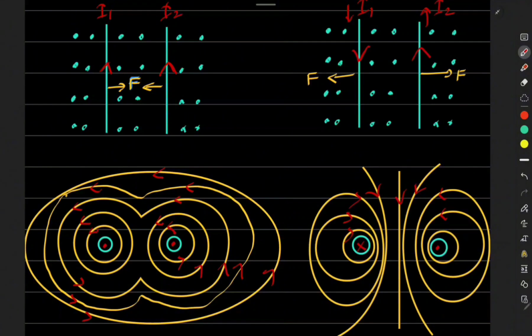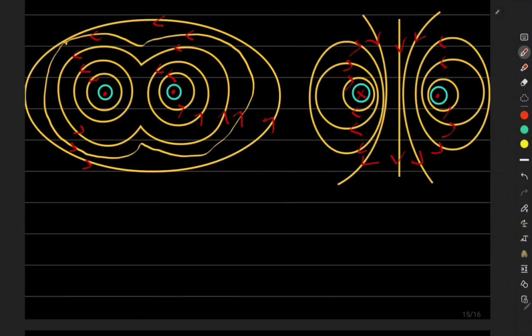Therefore, there will be a gap between them. The magnetic force will repel each other. Here they travel in the same direction, both get attracted. Here one is clockwise, another one anti-clockwise. Therefore, they get repelled. In this region, there will be a strong field attraction. In this part, there will be a weak field attraction.